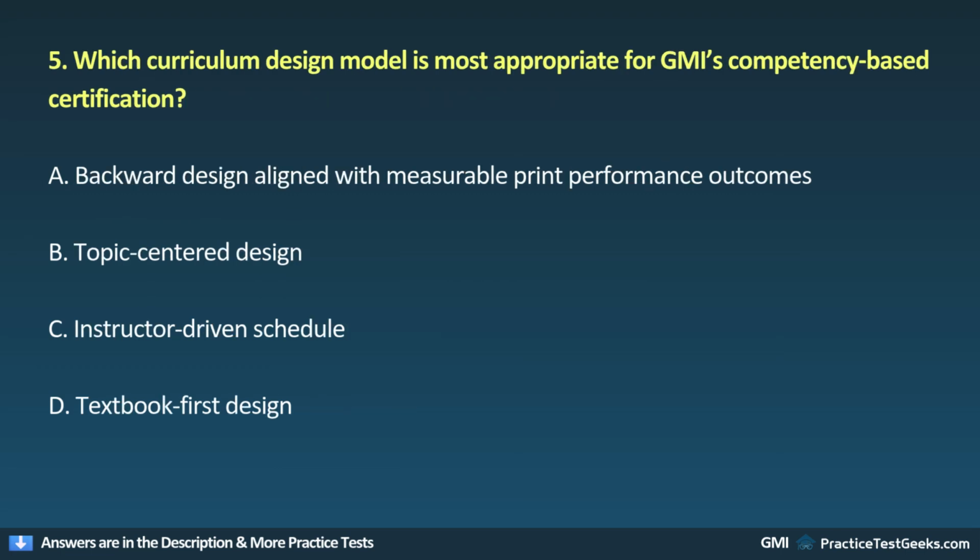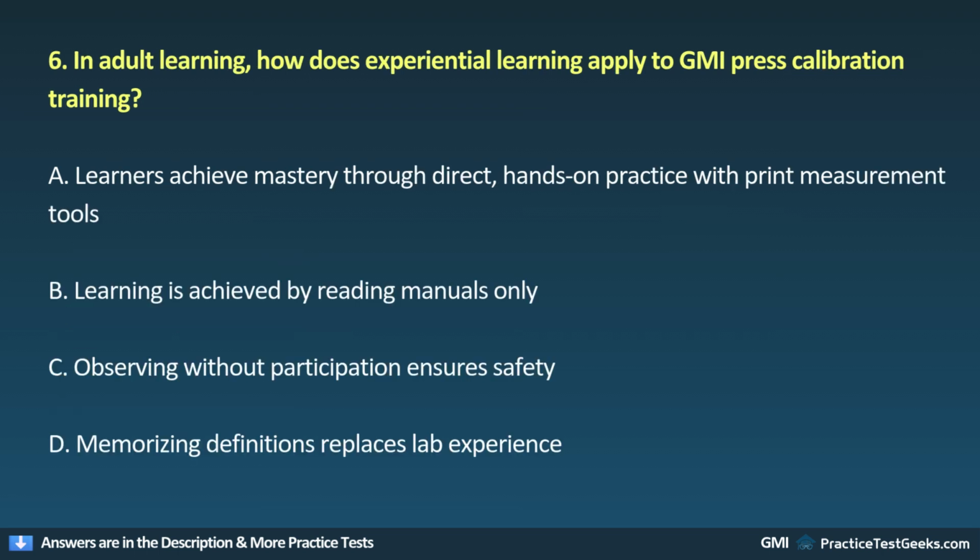5. Which curriculum design model is most appropriate for GMI's competency-based certification? A. Backward design aligned with measurable print performance outcomes. B. Topic-centered design. C. Instructor-driven schedule. D. Textbook-first design. 6. In adult learning, how does experiential learning apply to GMI press calibration training?